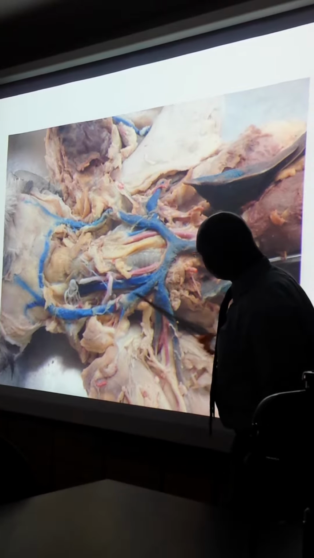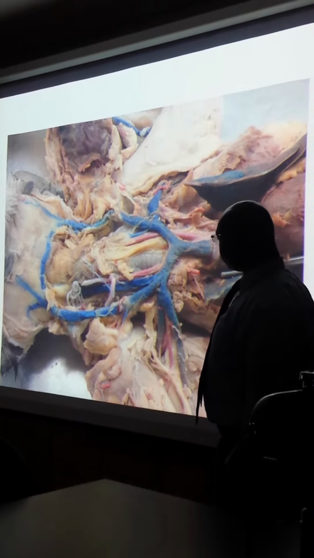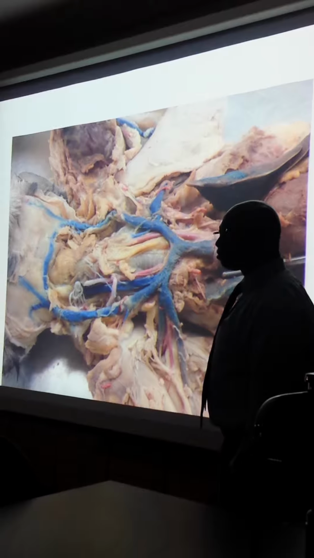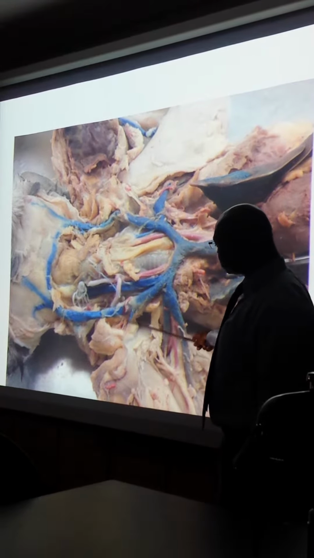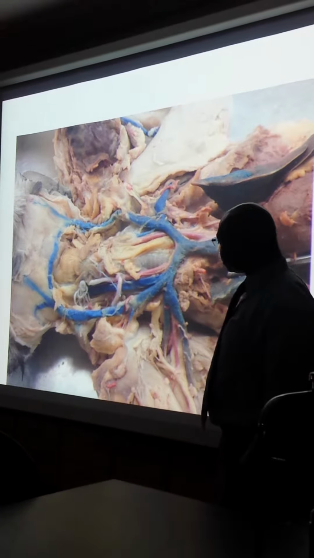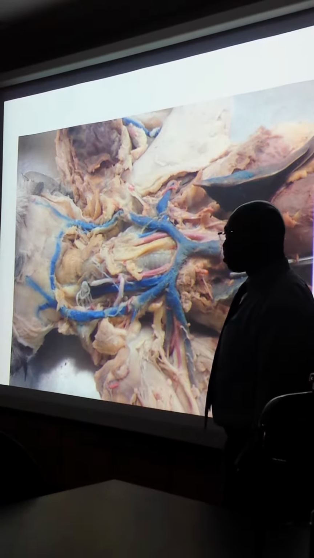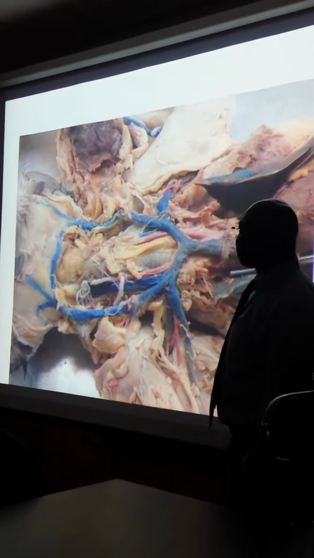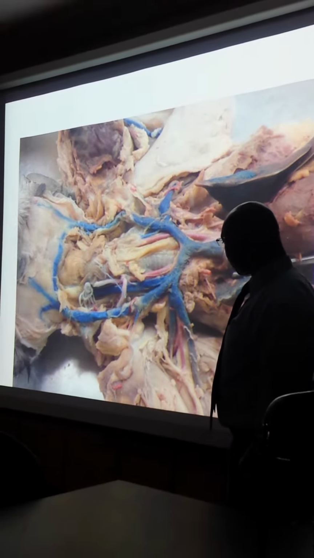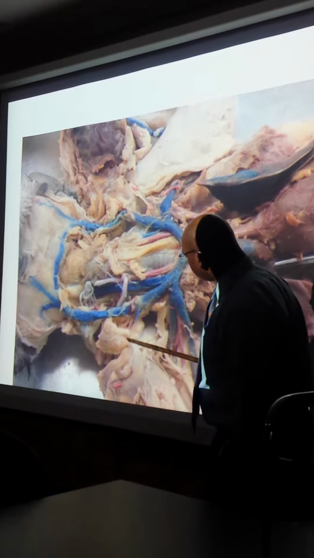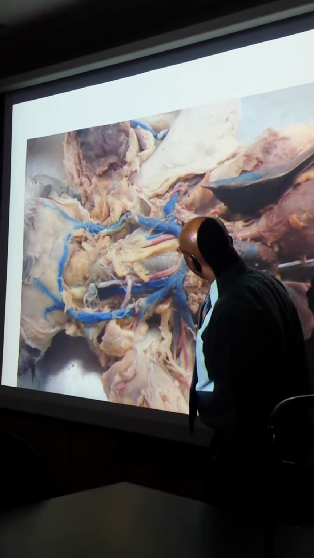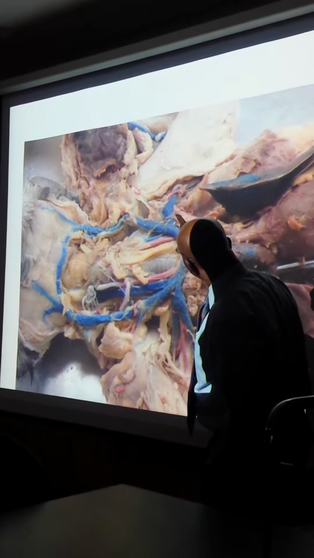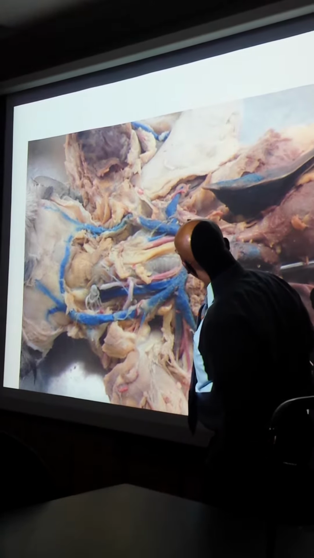And then, of course, this branch going up here is the external jugular vein, all right? And then the external jugular vein has this branch over here, the transverse scapular vein, all right? And also here, you probably have another picture that kind of shows this going up here as well.